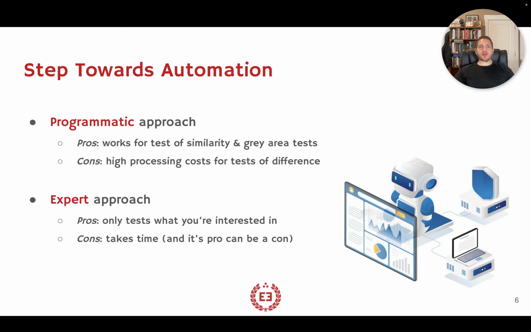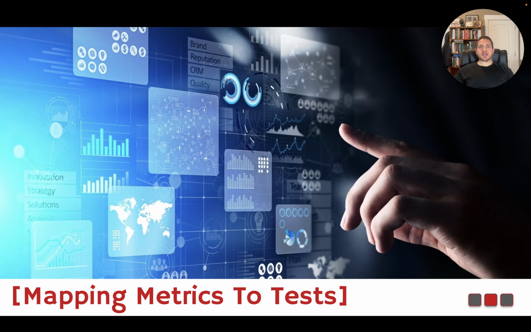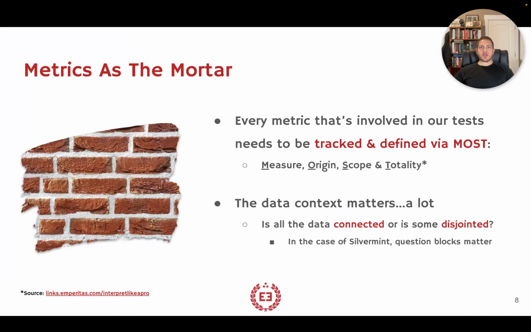We're taking a programmatic approach for the tests of similarity, but we're taking an expert approach both for the tests of differences and for the gray area tests, which you'll be able to see in the 2 remaining data devotionals of this little mini-series. Let's connect the problem of tracking hypotheses with their best descriptive analytical tests. Every metric that you're going to use in descriptive data analysis needs to be tracked and defined using the MOST approach: measurement, origin, scope, and totality.